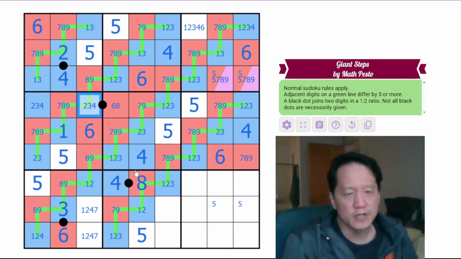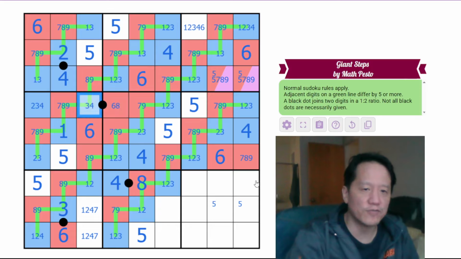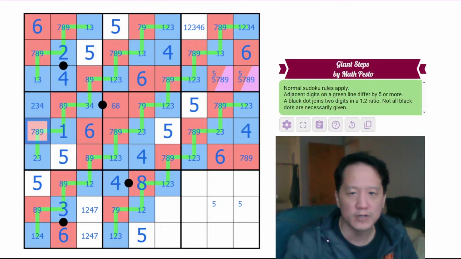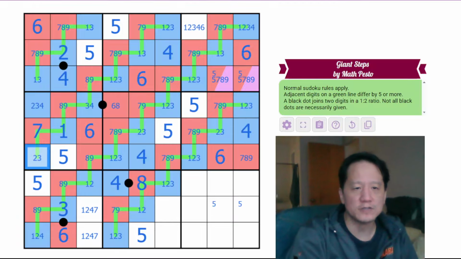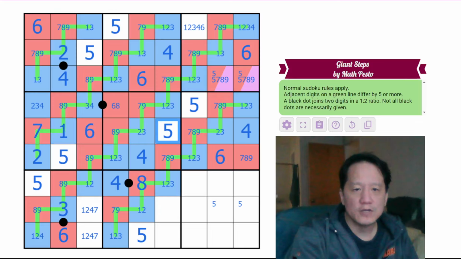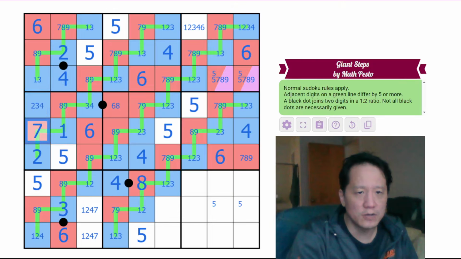This is 6 or 8, which is in a 1 to 2 ratio with 3 or 4. So 3 or 4 can only be next to 8 and 9. So this is 8 and 9, 8 and 9, which means this cannot be 8 or 9. It's 7. So 7 can only be next to 2 or 3 on a Whisper 5 line. So this is 2. No 7 here, no 7 here, no 7 here.